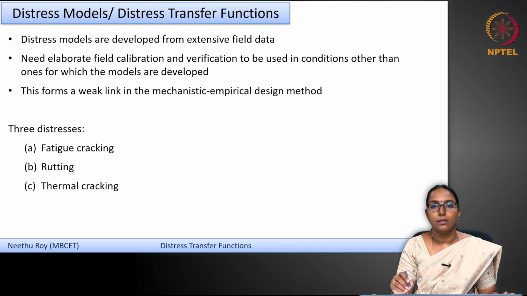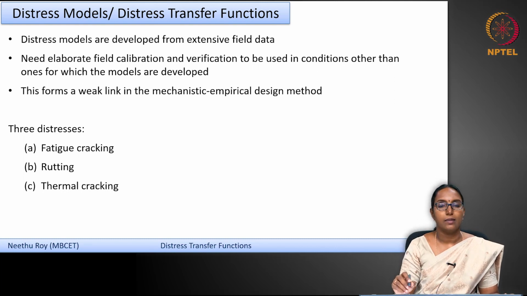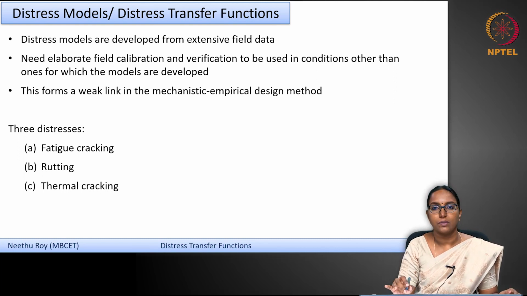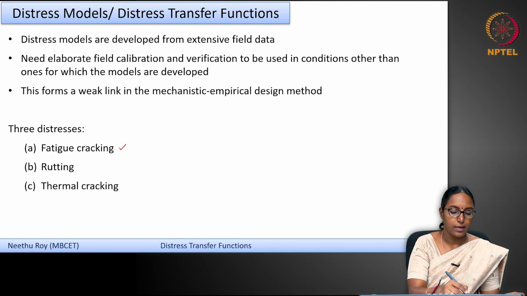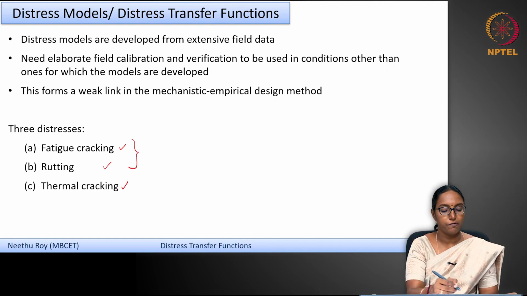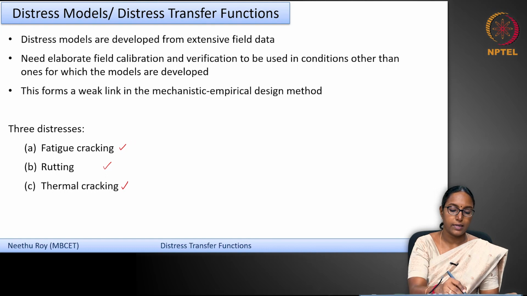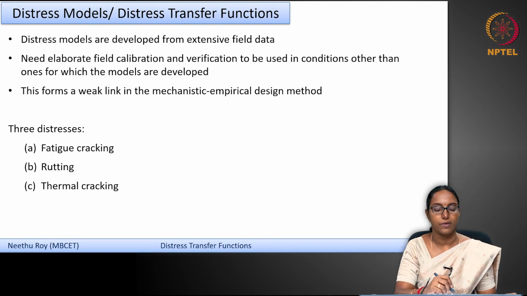As far as bituminous pavement is considered, there are a number of distresses that can happen, but the three major distresses which we consider for pavement design are fatigue cracking, rutting and thermal cracking. As far as the Indian conditions are considered, we consider the first two, which are fatigue cracking and rutting, and for other design approaches, all three aspects are considered for design.